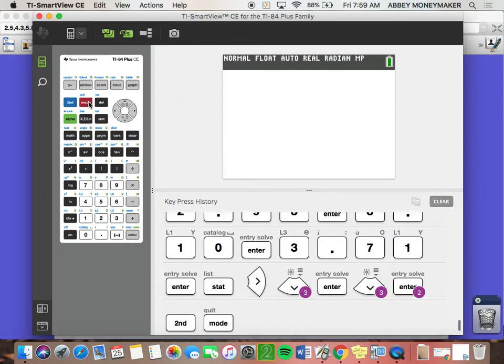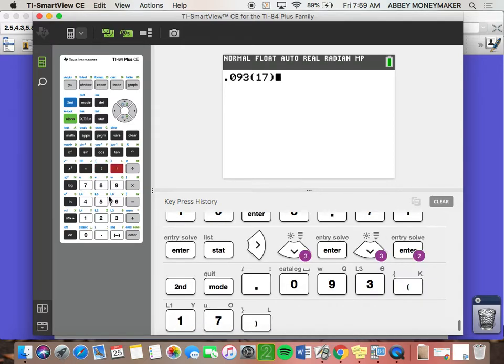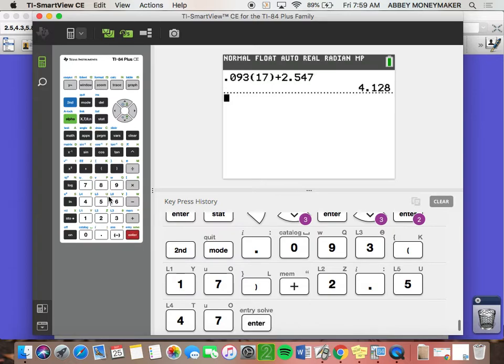So let's go to the home screen. I have 0.093 times 17 plus 2.547. So it says milk will be $4 and that would round up to 13 cents.